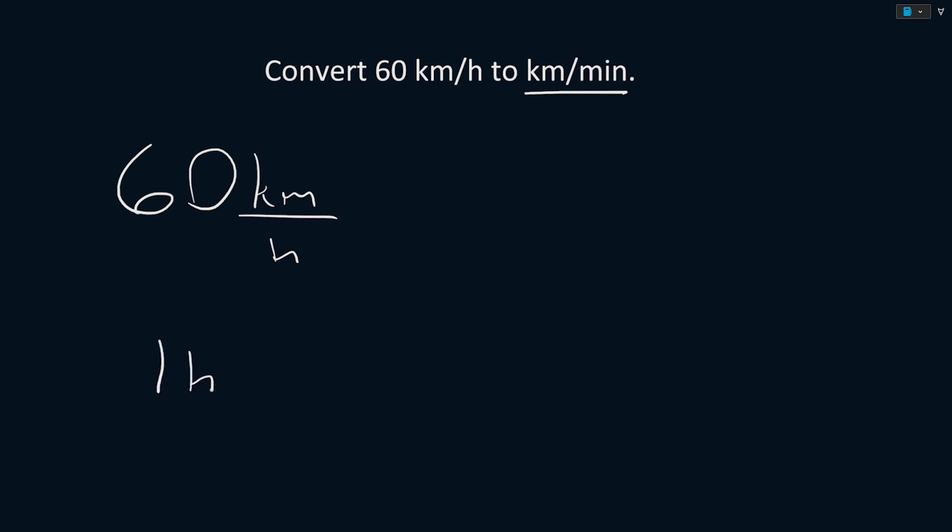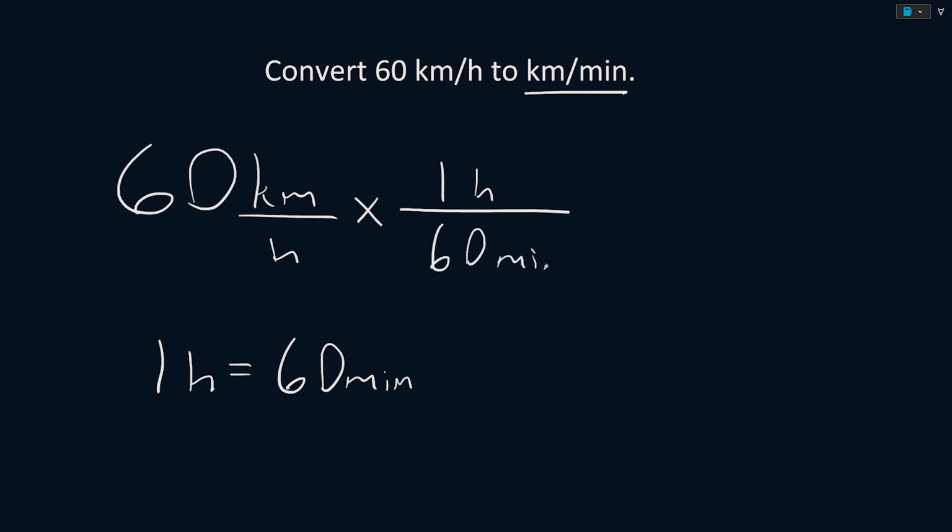Convert 60 kilometers an hour to kilometers per minute. We were given 60 kilometers an hour, and we want to convert to kilometers a minute. We know that 1 hour is equivalent to 60 minutes. So in order to convert from hours to minutes, we need to multiply through our conversion factor of 1 hour is equal to 60 minutes.